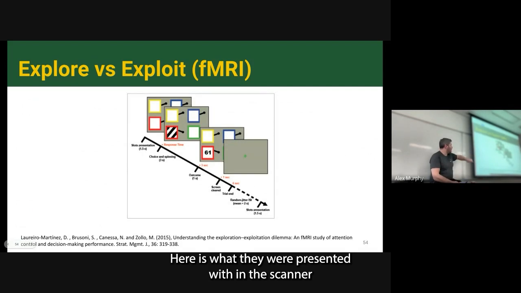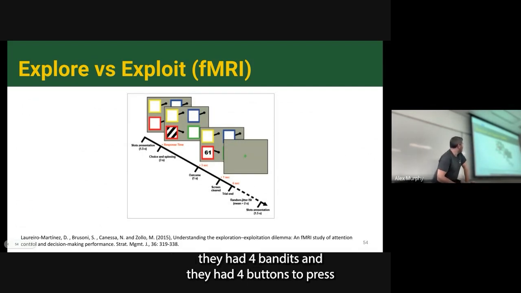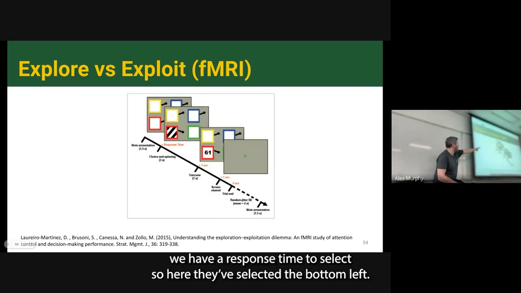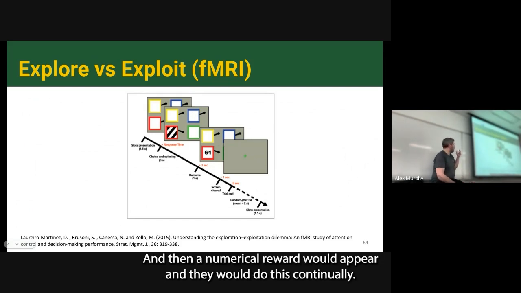So here's what they were presented with in the scanner. They had 4 bandits and they had 4 buttons to press. You have a presentation. We'd have a response time to select. So here they've selected the bottom left, and then a numerical reward would appear. And they would do this continually.